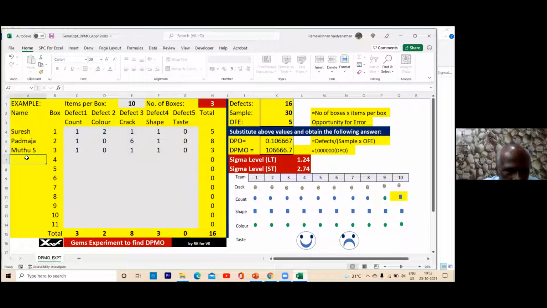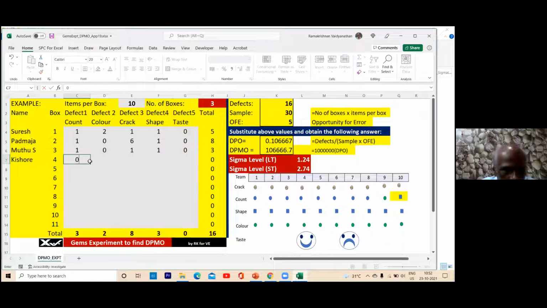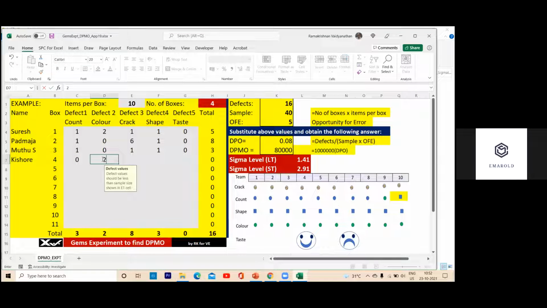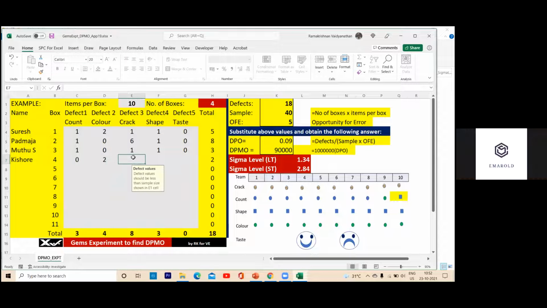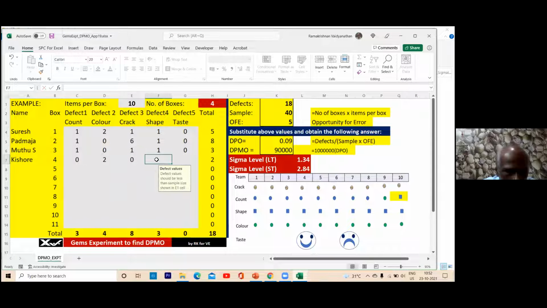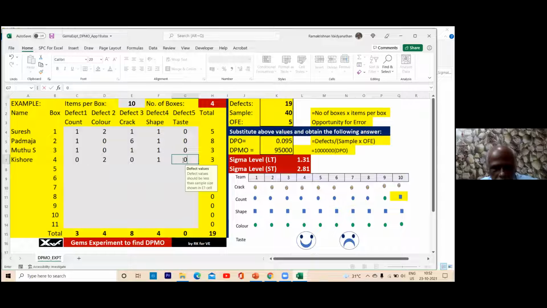And then another person? Kishore, sir. Tell me. Count 10, sir. Then color? Color 2. See here, it changes immediately. No crack, sir. 0. Then shape? Shape is 1. And then taste, normally nobody will say that it is not tasty. But please note, if taste is not there, everything is 10 defects.